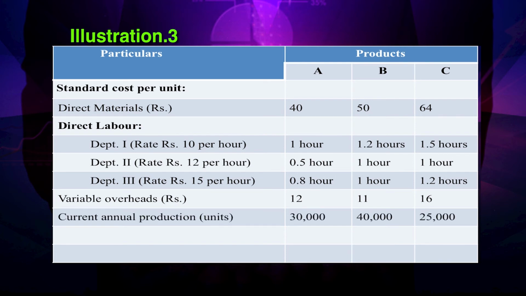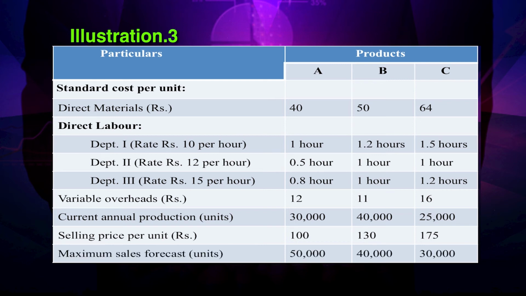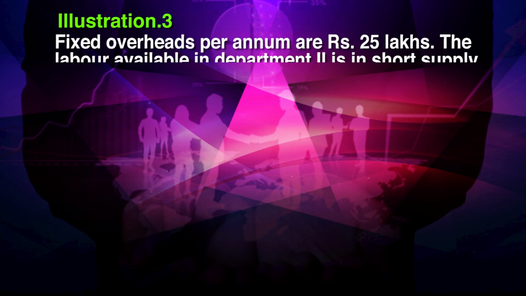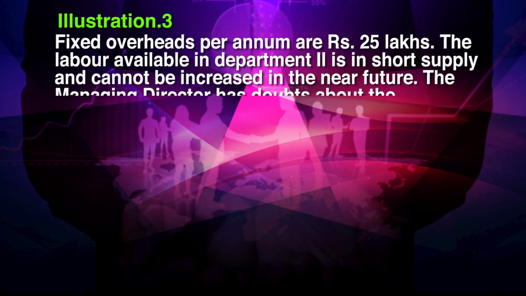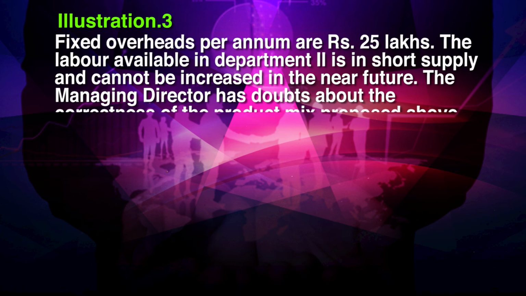Current annual production in units: A 30,000, B 40,000, C 25,000. Selling price per unit 100 for A, 130 for B, 175 for C. Maximum sales forecast in units: for A 50,000, B 40,000 and C 30,000. Fixed overheads per annum are 25 lakhs. The labor available in department 2 is in short supply and cannot be increased in the near future.